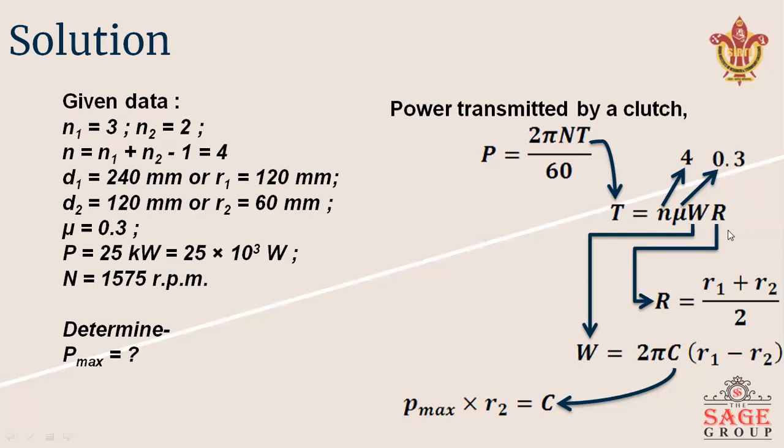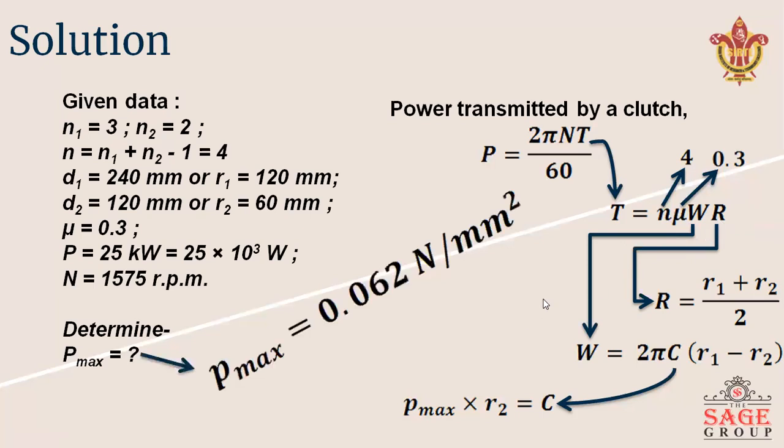We have to substitute all the values in this equation for the torque transmitted by the clutch. Then we will have the value of P max. The value of P max is equal to 0.062 Newton per mm square. So this is the simple numerical problem related to the multi-plate clutch. So thank you.